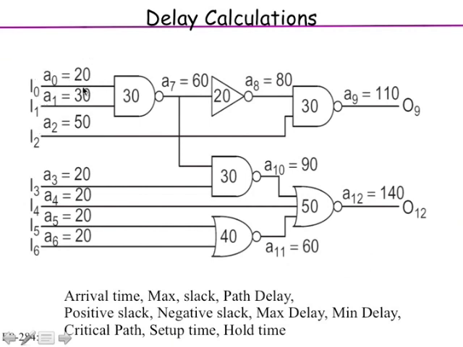From the rising edge, what A0 equal to 20 means is that it takes 20 time units for that signal to arrive at this particular point I0. Again, what do we mean by saying it takes 20 time units for a signal to arrive? It means that from 50% of the rising clock edge to the signal at I0 reaching its 50% point, it takes 20 units.